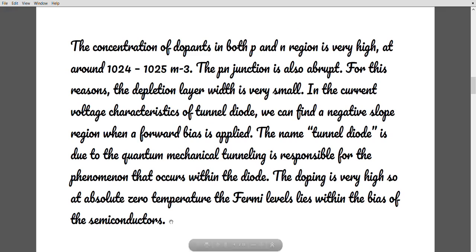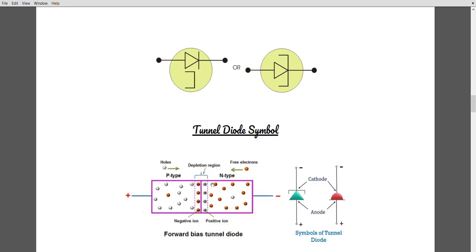The concentration of dopants in both the p and n regions is very high, at around 10^24 to 10^25 per meter cubed. The PN junction is also abrupt. For these reasons, the depletion layer width is very small. In the current voltage characteristic of the tunnel diode, we can find a negative slope region when a forward bias is applied. The name tunnel diode is due to quantum mechanical tunneling, which is responsible for the phenomenon that occurs within the diode, as we already saw above. The doping is very high, so at absolute zero temperature, the Fermi levels lie within the bands of the semiconductors.